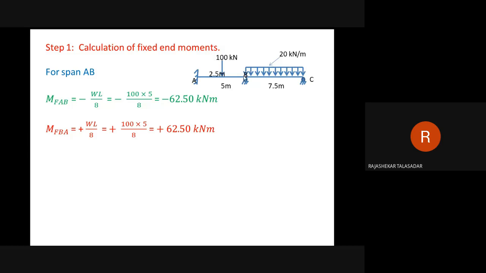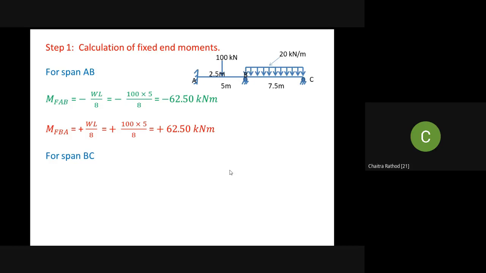The MFBA for the other end, if the loading is symmetric, because center means symmetric, it will be plus WL by 8, because at this end the moment will be clockwise, it will come like this. Okay. Then again if you simplify, you are going to get here 62.5, but it is a plus sign. Is this clear?